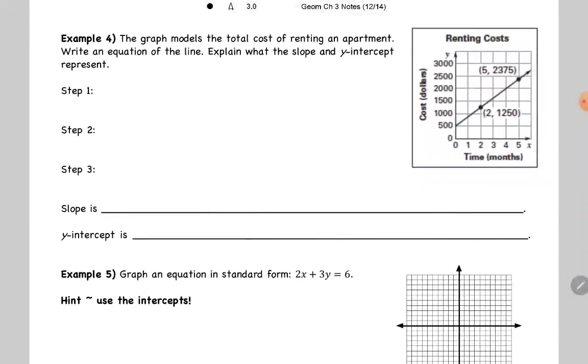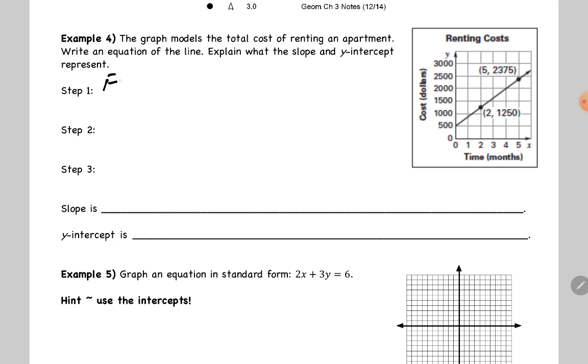All right, word problem, graph. The graph models the total cost of renting an apartment. Write an equation of the line. Explain what the y-intercept represents. So step 1, renting costs. Obviously, the longer you stay, the more it's going to cost. Well, let's look at the slope.